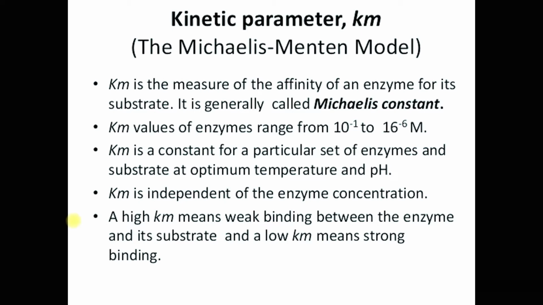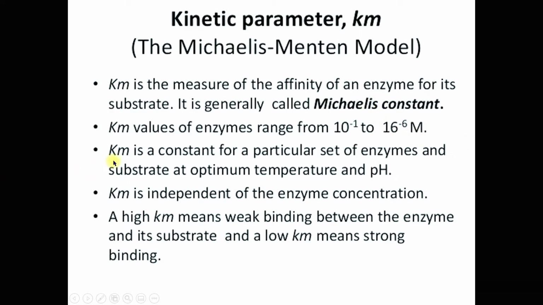Now let's talk more about this Km. The kinetic parameter Km, or Michaelis Menten constant, is the measure of the affinity of an enzyme for its substrate. It's generally called the Michaelis constant. Km values of enzymes range from 10 to the power of -1 to 10 to the power of -6 molar. Molar means it is the substrate concentration in molar.